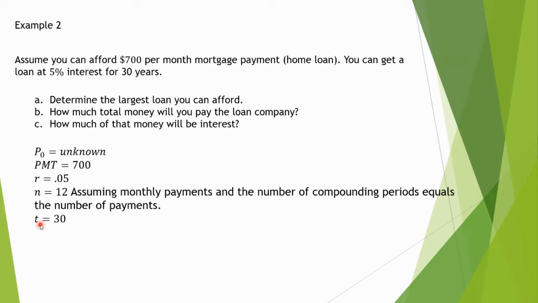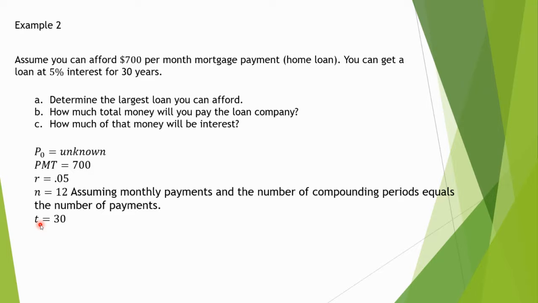What we do know is we're able to get a loan at 5% annual interest. APR is 5% for 30 years. The question now is, what's the largest loan you can afford? And how much money will you end up paying the loan company? And how much of that will be interest?